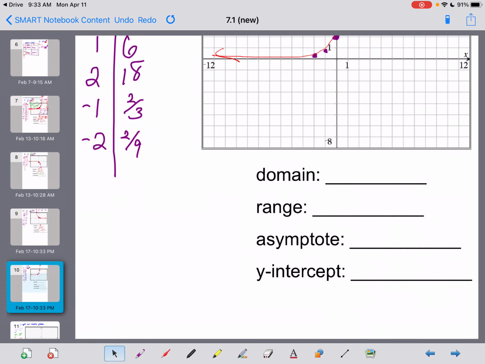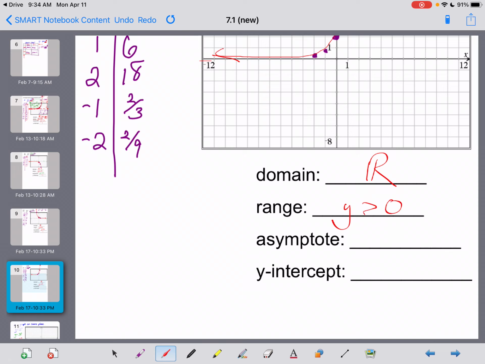Your domain, once more, I think you guys are seeing a pattern here, at least I hope. Your domain is all real numbers. There's no limit to how wide this graph goes from left to right. Your range, if we look at it, guys, we're only looking at positive y values, never zero, never negative, so y has to be greater than zero.